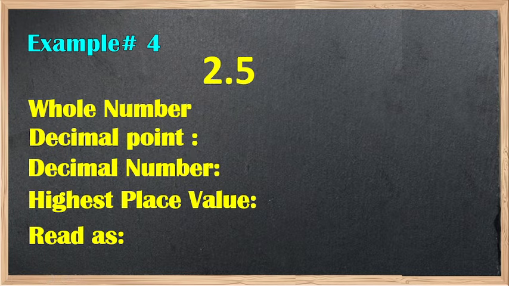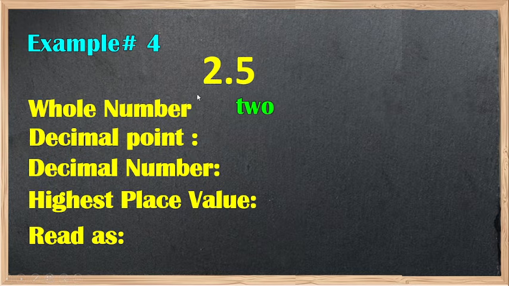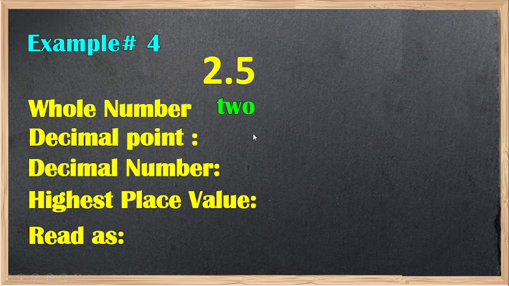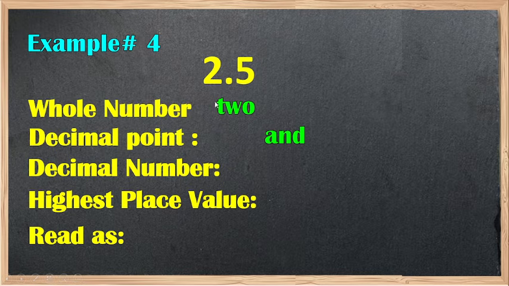Next, what if we have a whole number? How do I read this example? 2.5. Now, it's as simple as this one. First, you're going to read the whole number. The whole number is 2. And then, read the decimal point as "and." Again, when you read the decimal, do not say "point." Okay? So, again, read the decimal point as "and." So, we have 2 and.